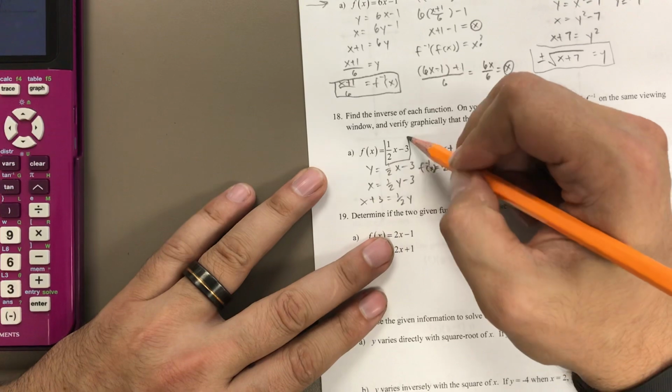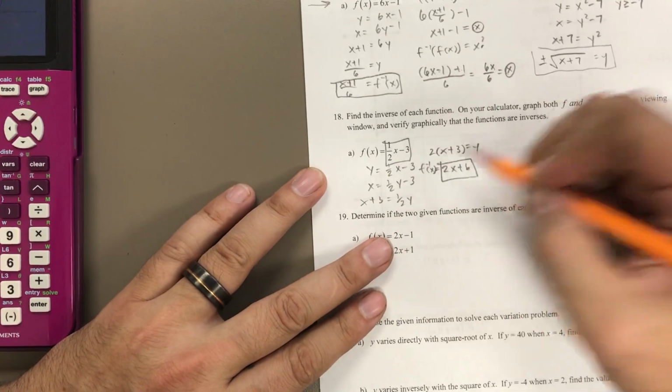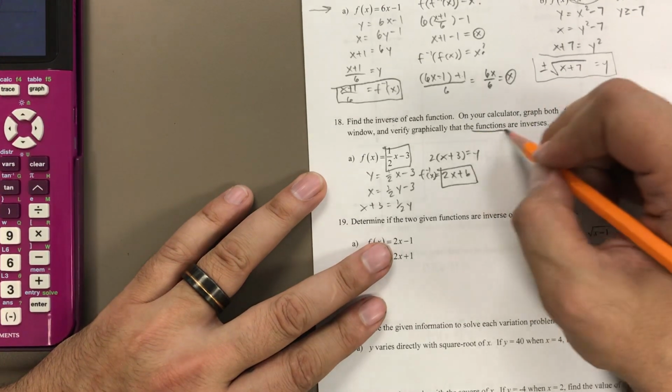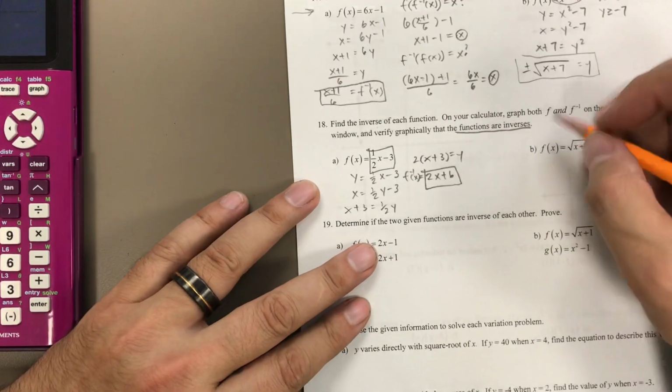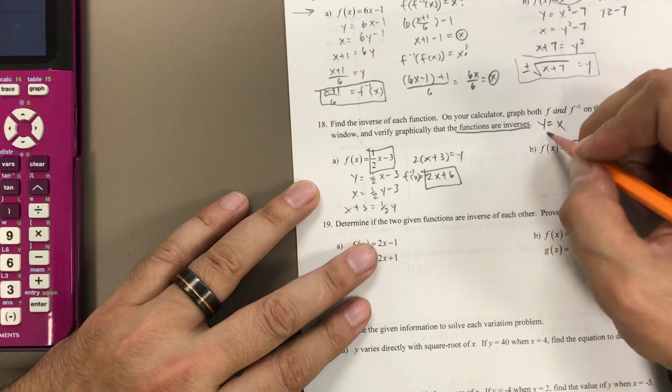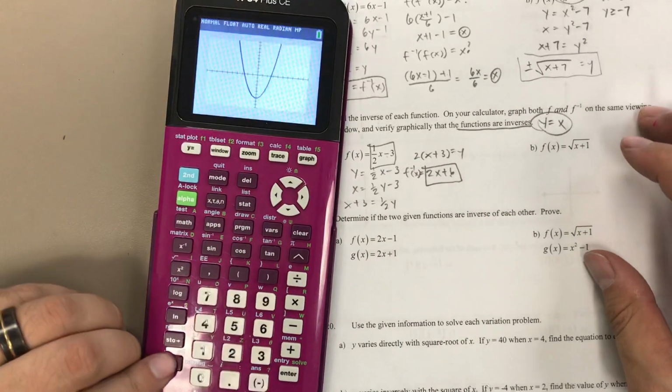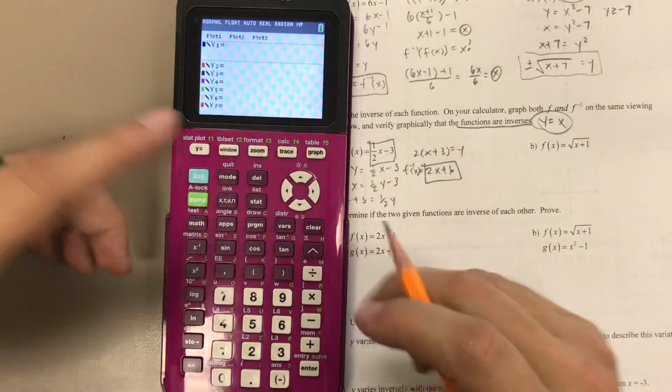Okay, so now I'm going to graph the two functions, the original function and the inverse, and verify that they are inverses. If they are indeed inverses, they're going to be reflecting over the line y equals x. So I'm going to graph this, and also y equals x on my graphing calculator and see if that's the case, that they reflect over that.